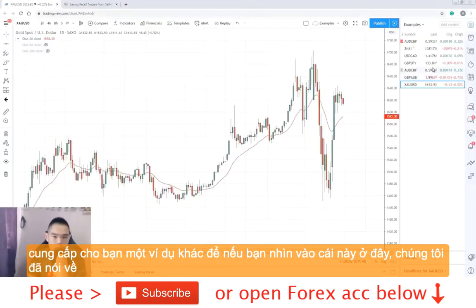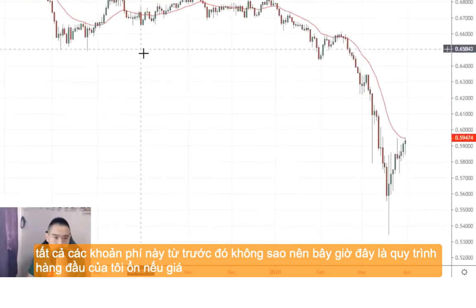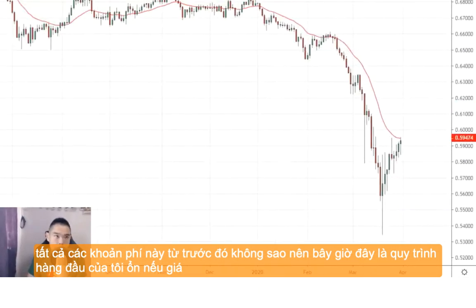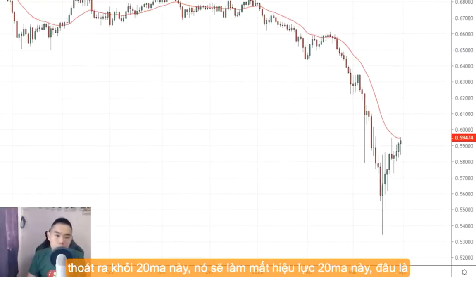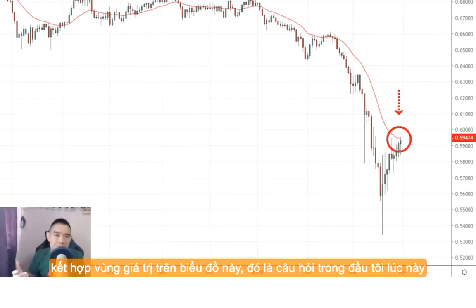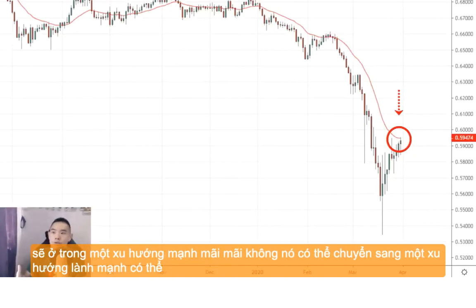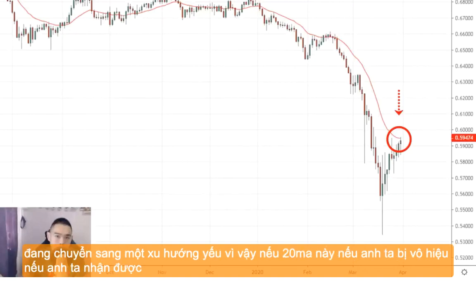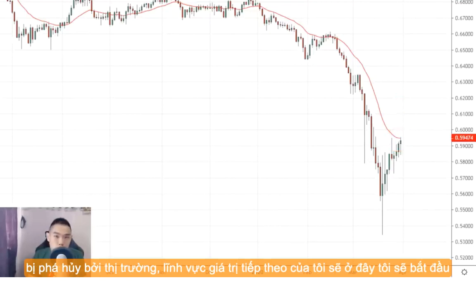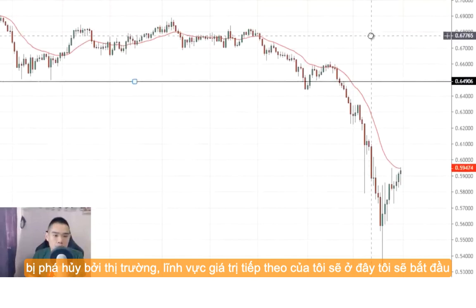If you look at this one over here, we talked about Aussie Swiss franc earlier. So now this is my thought process. If the price were to break out of this 20 MA, it's going to invalidate this 20 MA. Where is the next area of value on this chart? That is the question on my head right now. It doesn't mean that right now this market is in a strong trend, it's going to be in a strong trend forever. No, it could transit into a healthy trend, or move into a weak trend. So if this 20 MA gets invalidated, gets destroyed by the market, my next area of value would be over here. I would start waiting at this area.